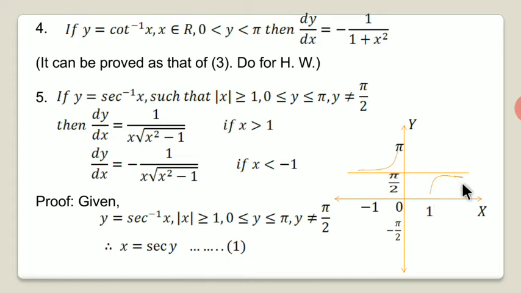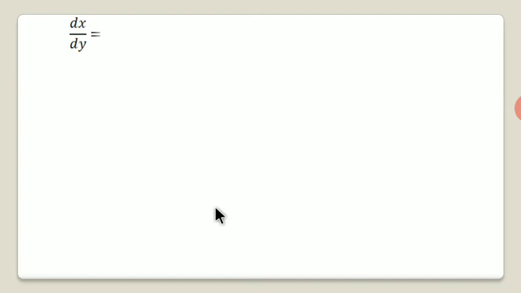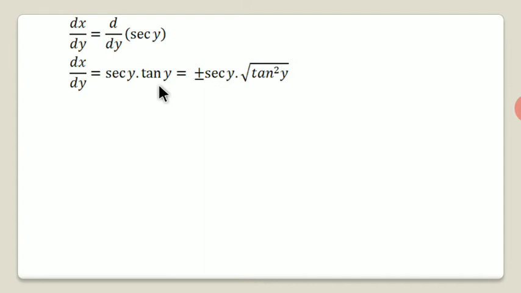It lies in the first or in the second quadrant, and this curve does not touch pi by 2 also. Here y is pi by 2. Okay. Now differentiate this with respect to y. We get dx upon dy is equal to d by dy of sec y. Now derivative of sec y is sec y into tan y. So we get dx upon dy is equal to sec y into tan y.